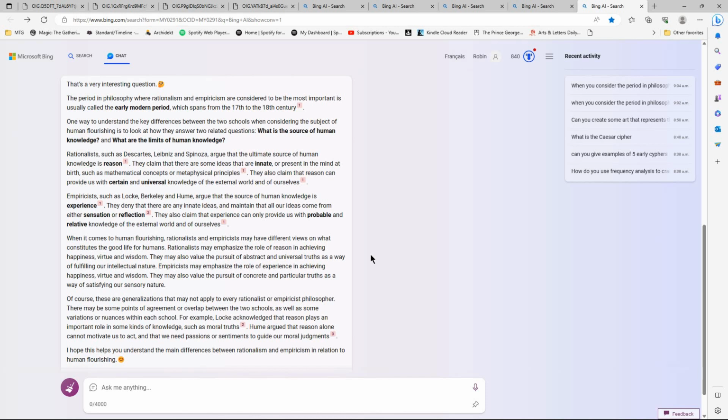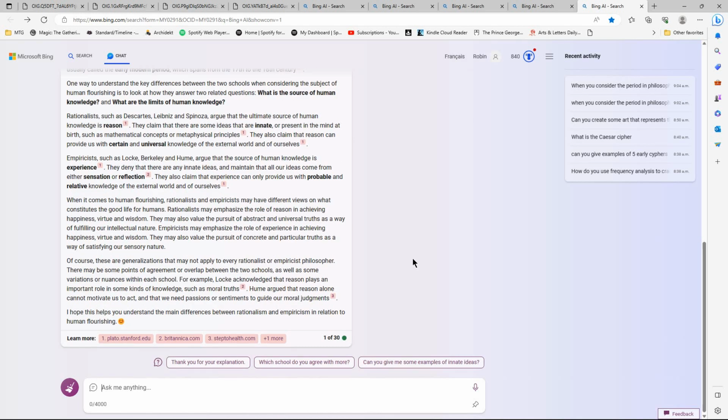Of course, these are generalisations that may not apply to every rationalist or empiricist philosopher. There may be some points of agreement or overlap between the two schools, as well as some variations or nuances within each school. For example, Locke acknowledged that reason plays an important role in some knowledge, such as moral truths. Hume argued that reason alone cannot motivate us to act, and that we need passions and sentiments to guide our moral judgments. I hope this helps you understand the main differences between rationalism and empiricism in relation to human flourishing.